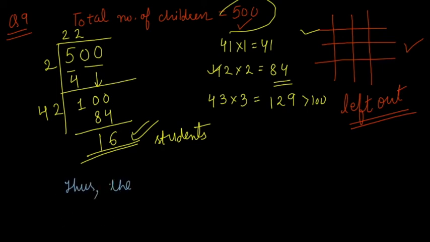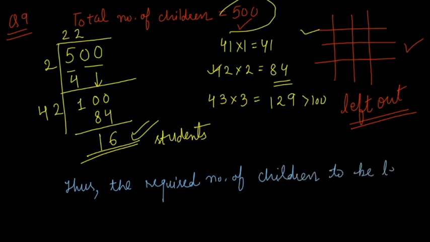Thus, the required number of children to be left out will be how much? 16, as 16 is the remainder, right? And they are not asking you the new number and to calculate the square root of the given number. This much, how many children would be left? 16 in this arrangement. Okay, so children, with this I have done with the chapter.